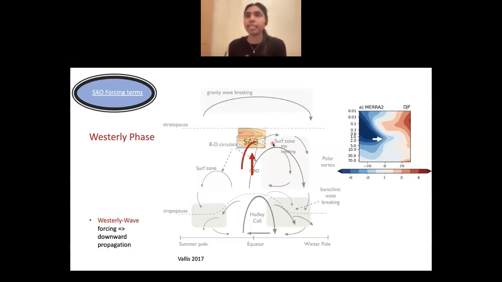In the westerly phase, it mainly occurs in the spring and autumn times. And so the Brewer-Dobson circulation will be weaker in this time. So the advection from the Brewer-Dobson circulation can be there, but it will be much weaker. So the wave dynamics then plays a major role here. And so the waves that are not filtered by the QBO can propagate upward and give rise to the westerly phase of the semi-annual oscillation.